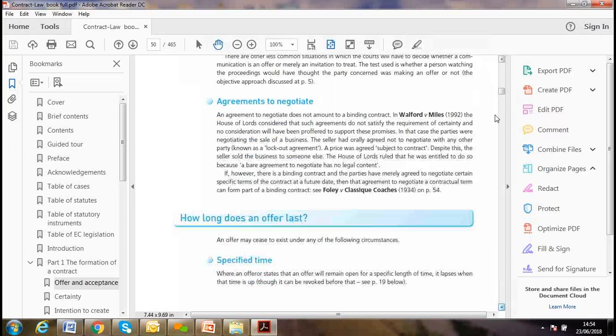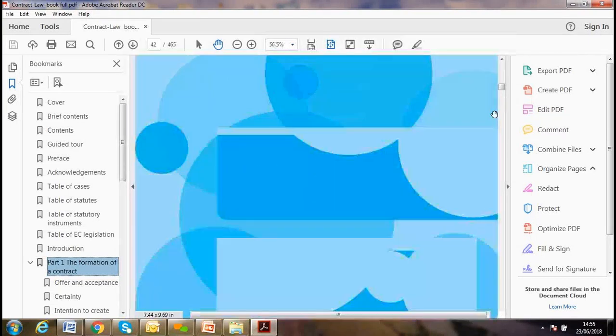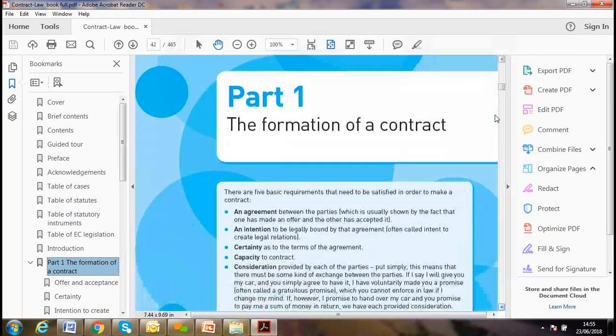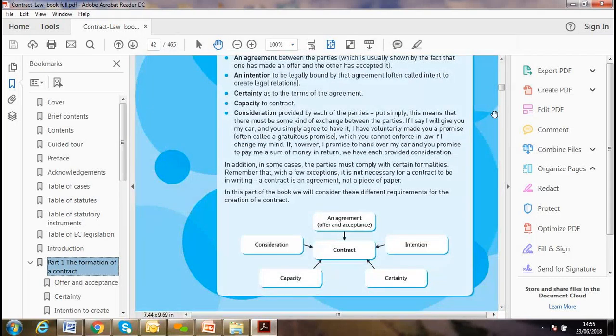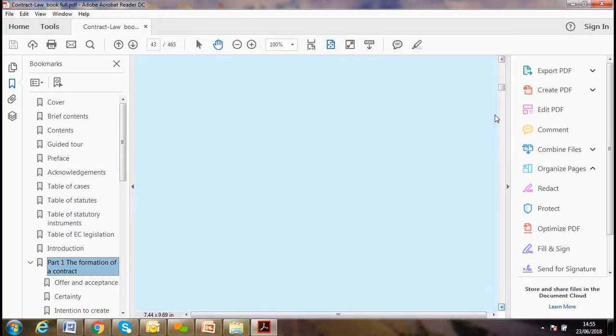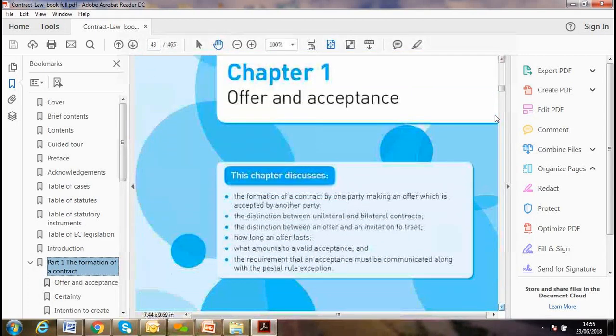So this is all about, if you look here, part 1, you can go through what comes under the contract. If you want, you can use these pictures to demonstrate, and you can reference the book as well. An agreement, offer and acceptance, consideration, intentions, certainty, capacity. So certainty means, for example, that they will deliver the goods. All this is explained here.